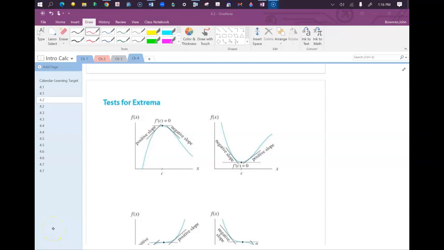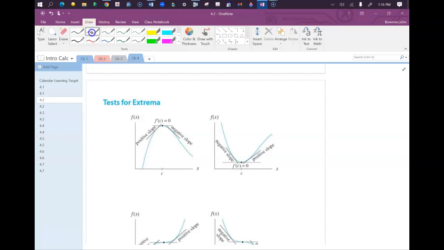Welcome back, everyone, for day 2 of section 4.2. We're going to formalize what we were talking about in day 1 and talk about tests for extreme values of functions. So what you're looking at here are two functions, f of x. One of them is increasing to the left of c and decreasing to the right, and one is doing just the opposite.